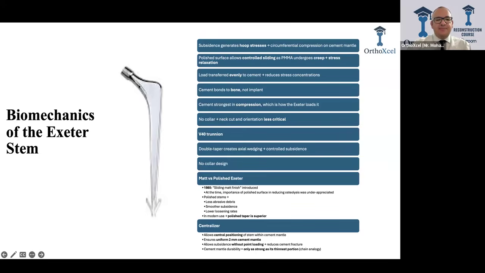Then you have the neck and the shoulder. And again, the shoulder is mainly for loading the proximal femur and allowing for less stress shielding. Then it is tapered in two planes: in the sagittal plane, and if you look from the coronal plane, it will be tapered again. And this double taper allows for the idea of taper slip.